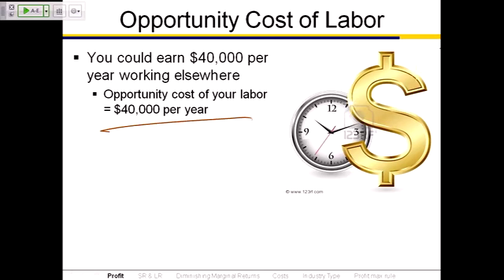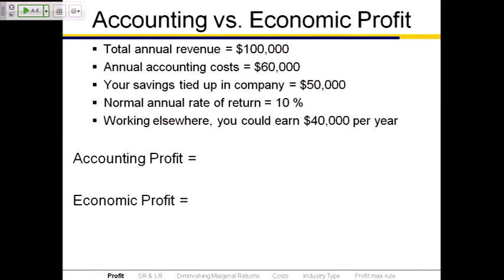So we can use all this information to calculate both the accounting profit and the economic profit. Let's do this example. Suppose that you're running a business. Your total annual revenue is $100,000. Your annual accounting cost, the cost you pay your workers and for your supplies and your rent and your insurance and all that good stuff, is $60,000. Your accounting profit just looks at those first two numbers. So your accounting profit looks at your revenue, price times quantity, and subtracts from that your accounting cost. So what's your accounting profit if this is your business? How much is your accounting profit? $40,000. So your accounting profit is your $100,000 in revenue minus the $60,000 in accounting costs for accounting profit of $40,000.